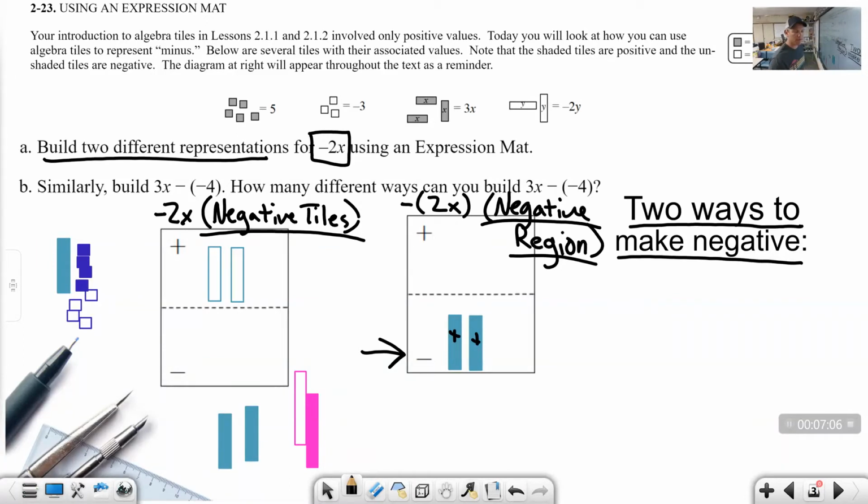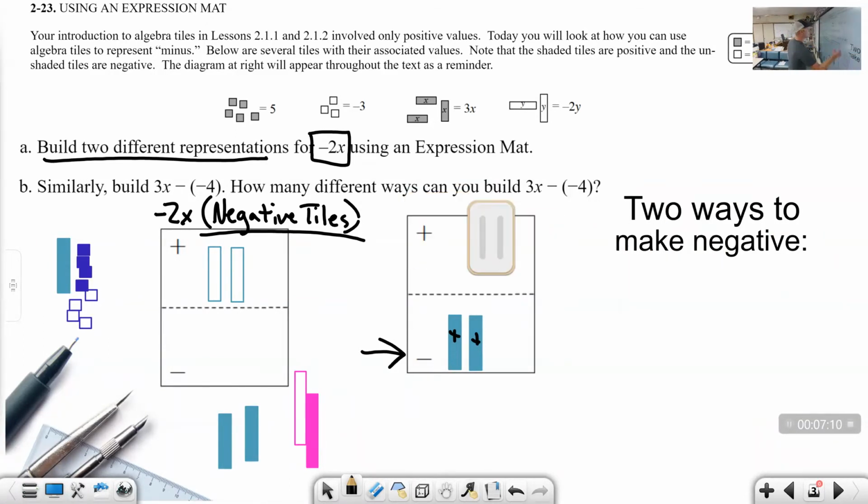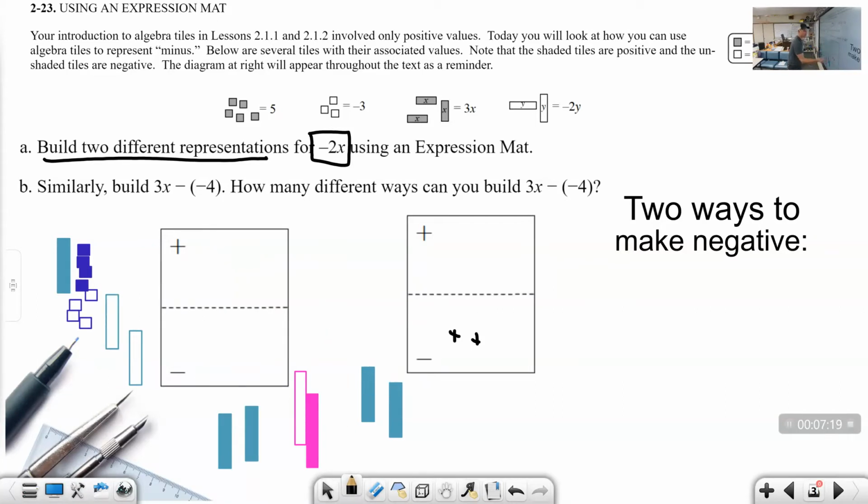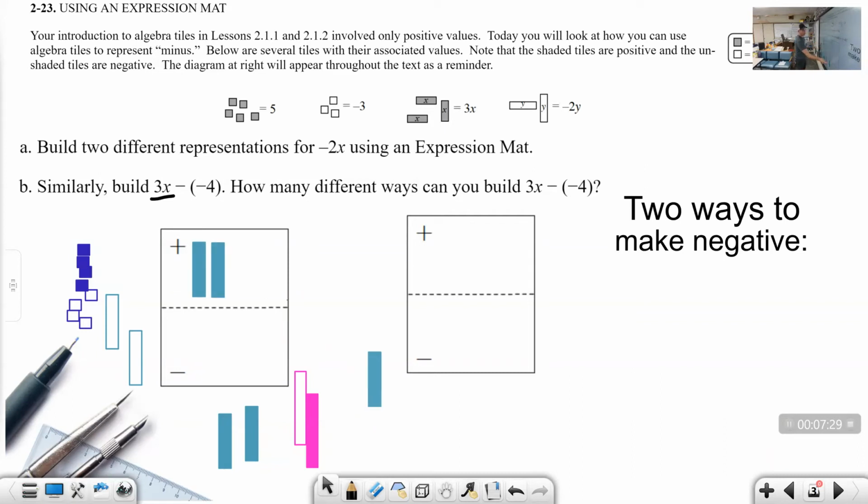Use the negative region. And the reason why I wanted you to write this down is because of our next problem. Okay? Our next problem needs to utilize both the positive region and the negative region. So here we go. I'm going to build 3x. Notice it's positive. 1, 2, 3 x's. And then I notice negative region.